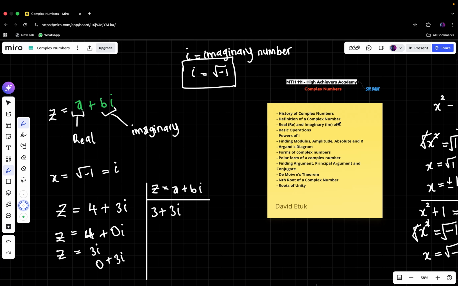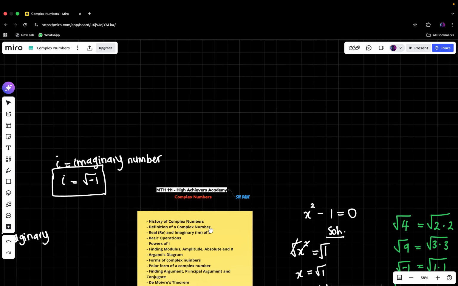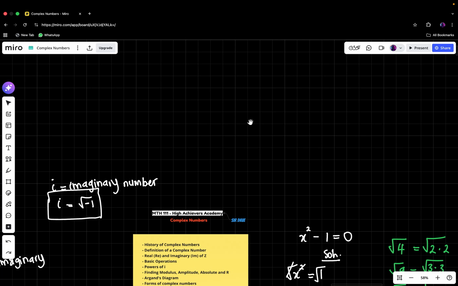Now let's move over. There's still a lot to talk about on history and definitions of complex numbers. So now I said there's a real and imaginary part. So the real part, you can also write it as, remember I said z is equal to what?